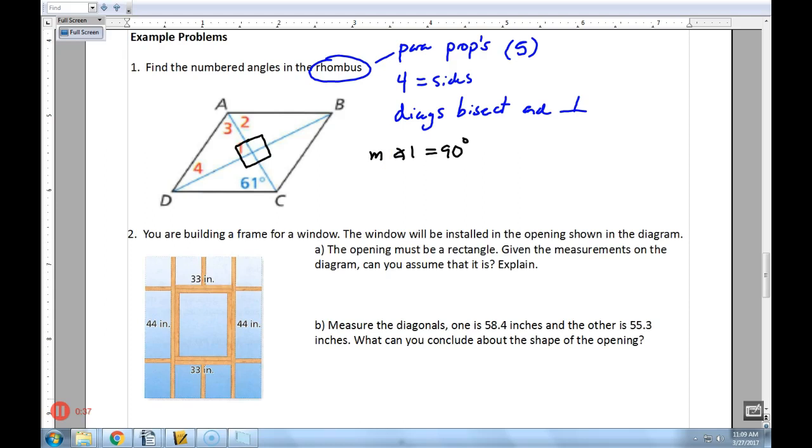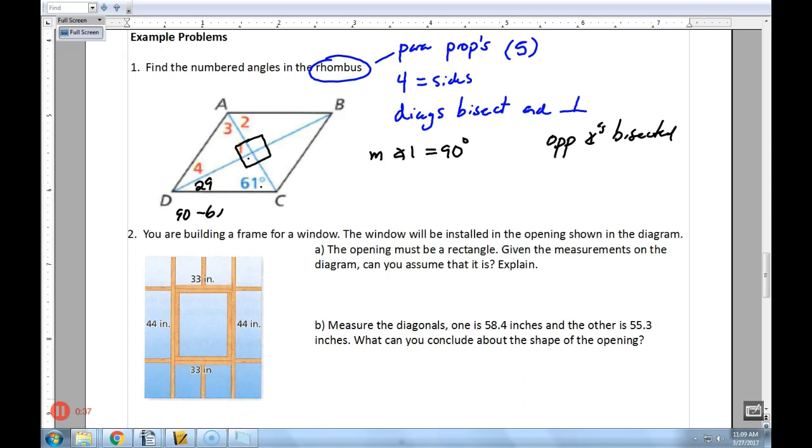Once I have that, I can use the triangle sum theorem. I know that if this is 90 and this is 61, this guy's got to add up to 180. So I'm going to do 90 take away 61, and that gives me this angle's 29. And then there's another fact about rhombuses: not only do the diagonals bisect and are perpendicular, but the opposite angles get bisected as well. So opposite angles get bisected. Another way to think of it is these triangles all reflect on top of each other.